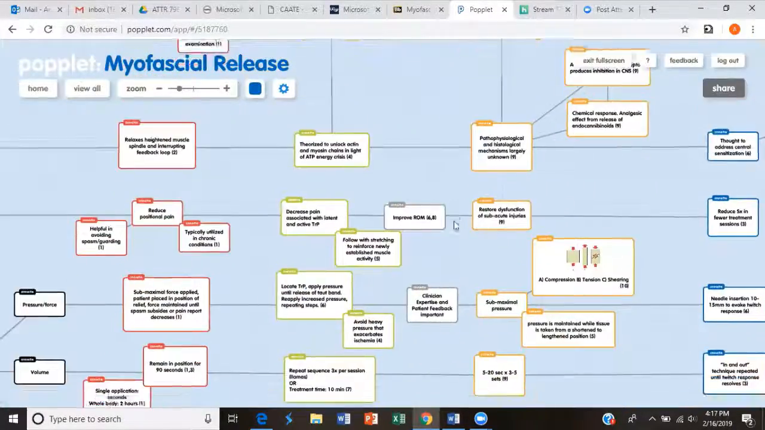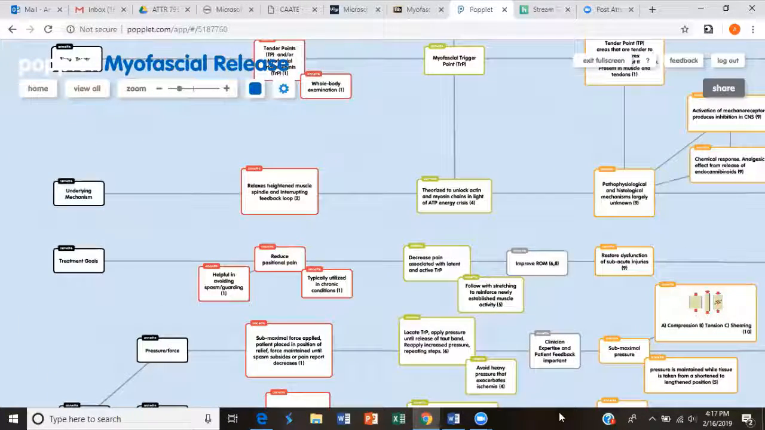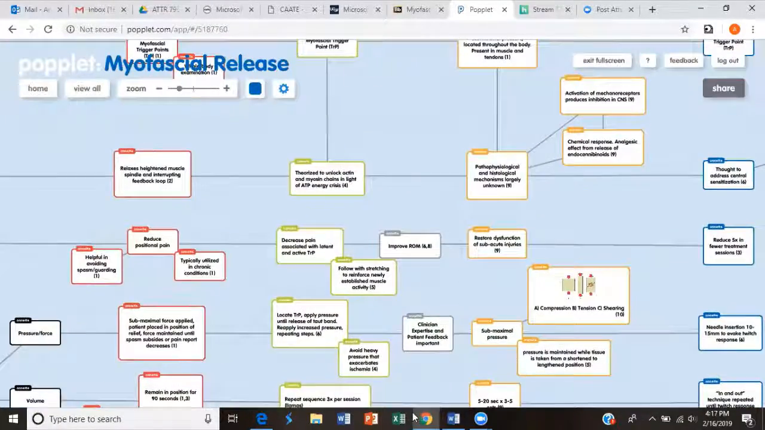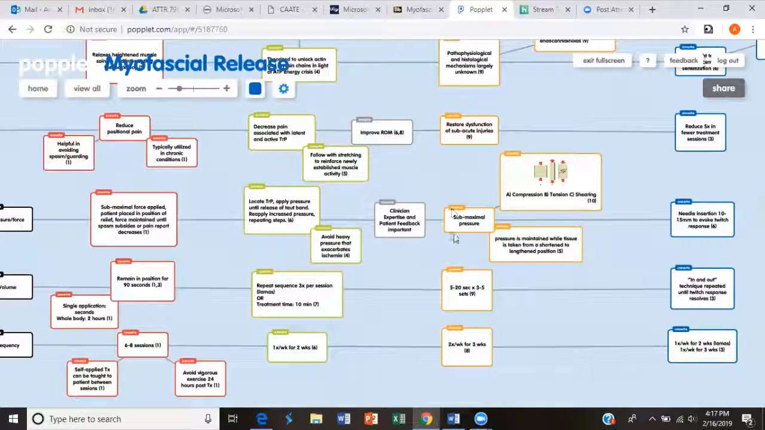Looking at active release in our application, this also is like our positional release. Our active release is going to have a submaximal pressure. The clinician is not going to put a lot of force on it, on the tissue. Pressure is maintained while the patient is taken from a shortened position to a lengthened position.